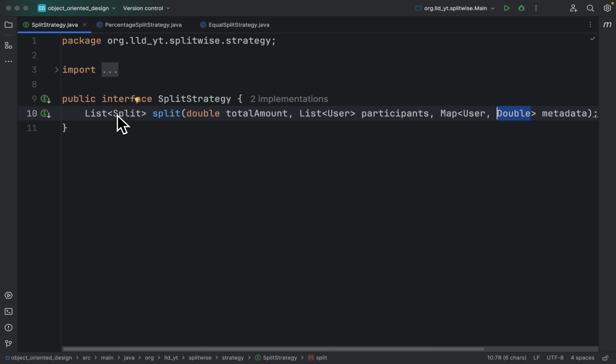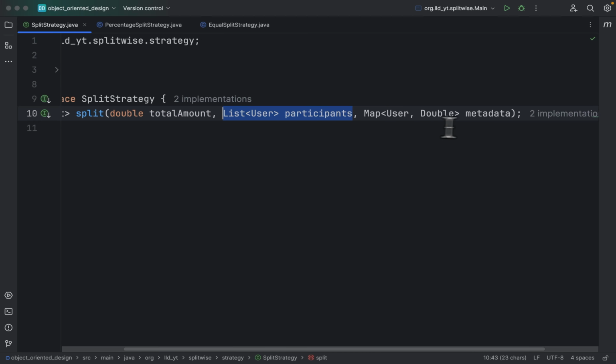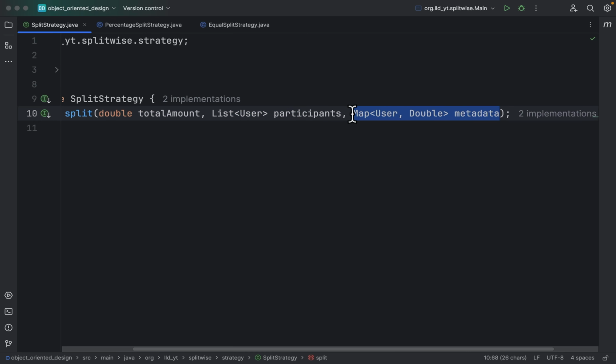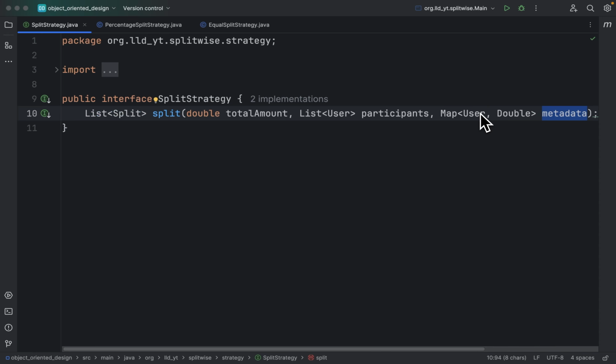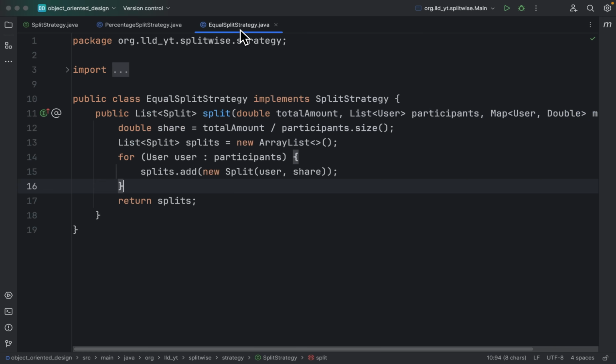So we have this split strategy interface, which has a function called split. It takes the total amount which we will be splitting between these participants. And we would also pass the metadata. We'll understand this metadata in the percentage split strategy. So first, let's look at the equal split strategy.